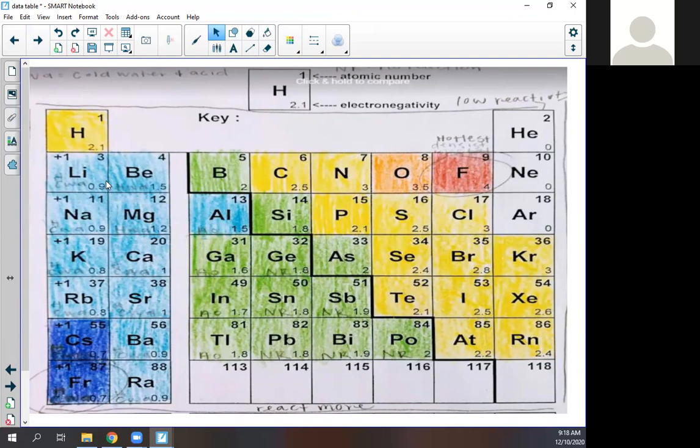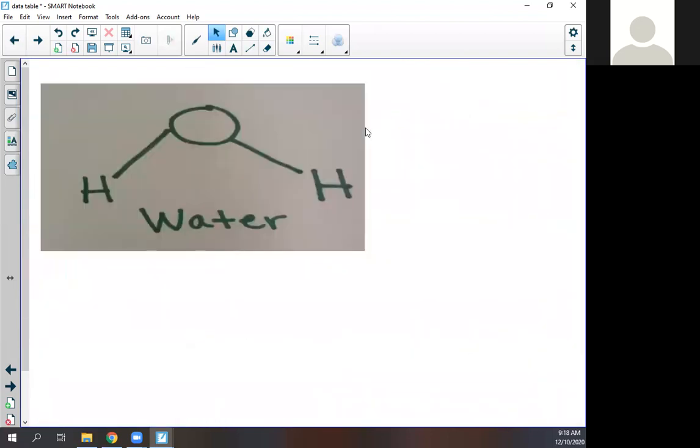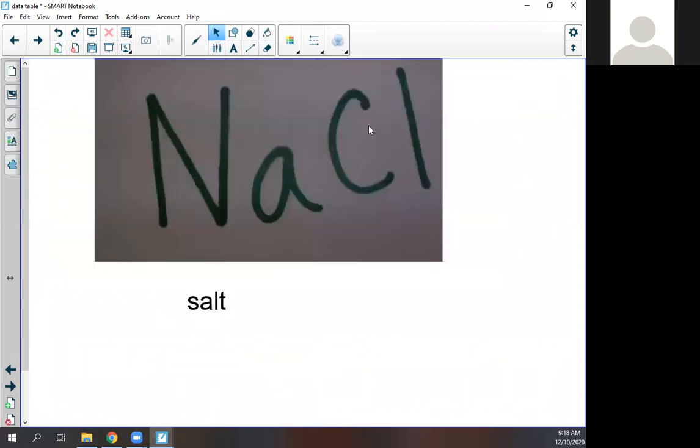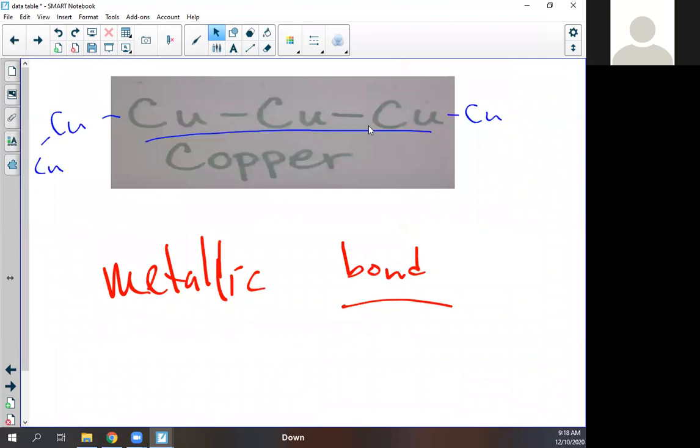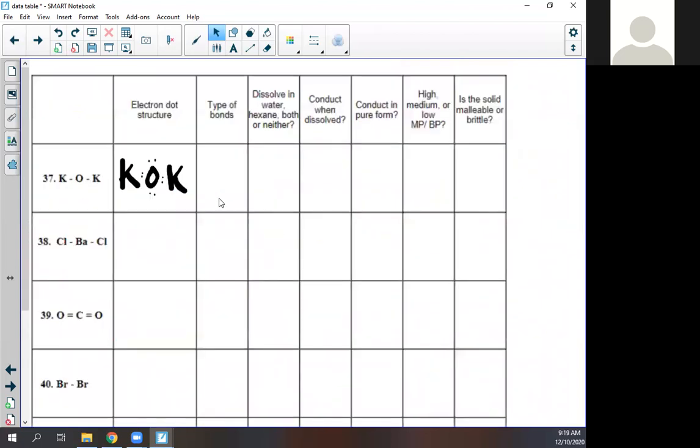So we had K, and O, so I take big 3.5 minus 0.8, 2.7. Then I compare that to my periodic table and it tells me it is ionic. Ionic. And then all of these questions come from that top right corner of your periodic table.